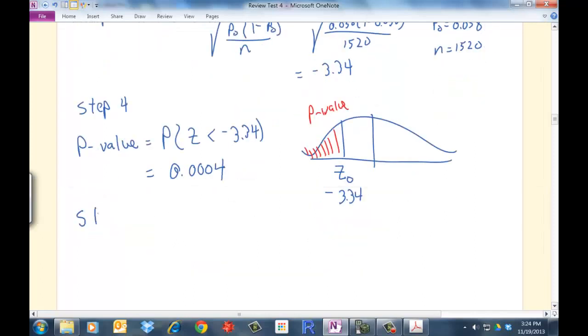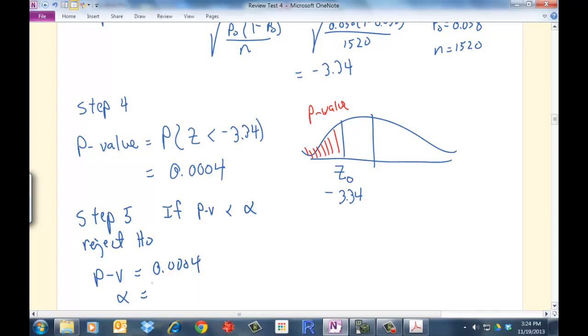And now, step 5. If p-value is less than alpha, reject H0. So the p-value is equal to 0.0004 and alpha is 0.01. So since the p-value is less than alpha, we reject H0.